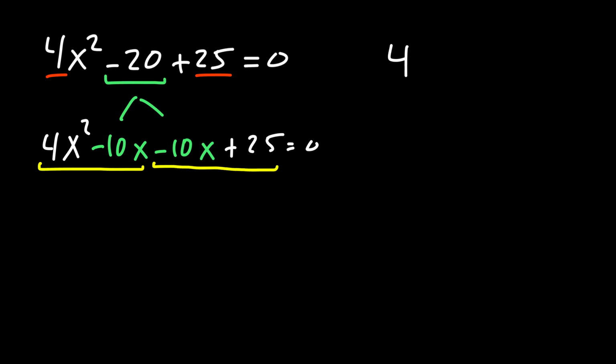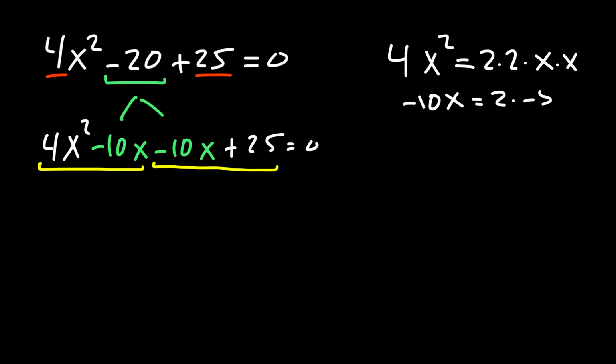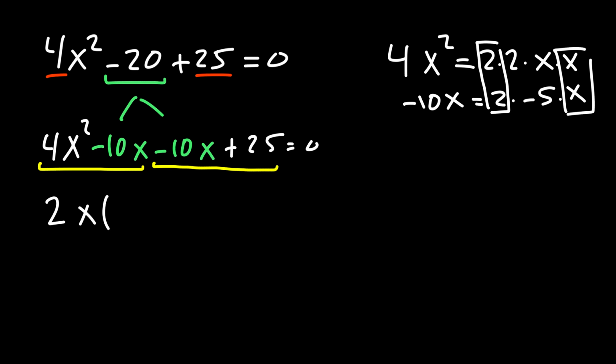Looking at the first group, we have 4x squared, which is basically 2 times 2 times x times x, and minus 10x is basically 2 times minus 5 times x. From here, we can take 2x as the greatest common factor. This is the first factor, and whatever is left, we have 2x minus 5. This is the first group.